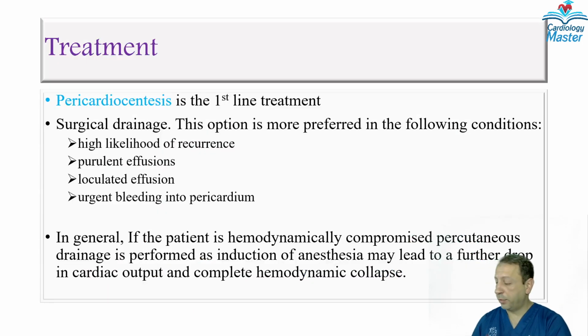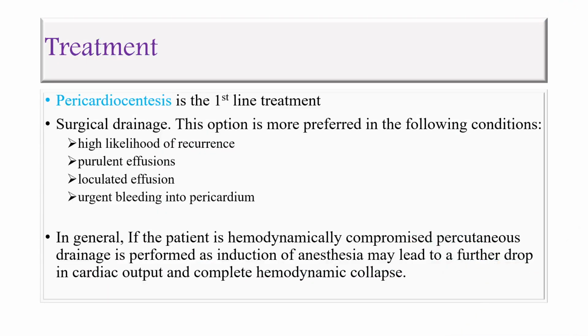How do we treat? The first line of treatment in this condition is emergency pericardiocentesis. Whenever you find tamponade physiology, this is the first line, and then we should decide whether this patient is going to go for surgery or not, and when to perform the surgery after this pericardiocentesis.